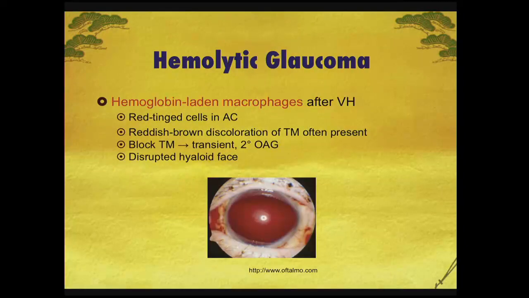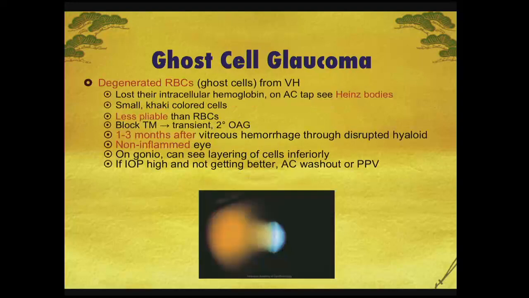Some other things that blood in the eye can cause: after a vitreous hemorrhage, you can have hemoglobin-laden macrophages, which will look like red-tinged cells in the anterior chamber. And again, it can be hard for these to get through the trabecular meshwork, and that can cause a secondary glaucoma.